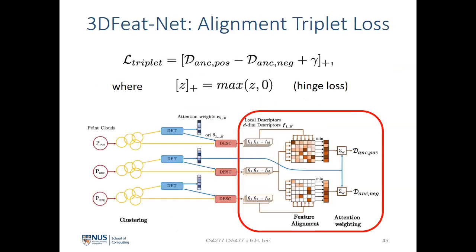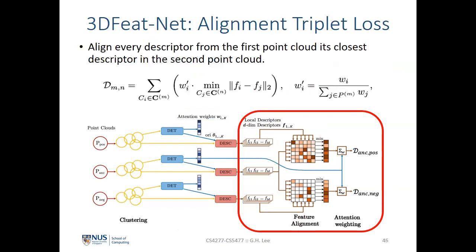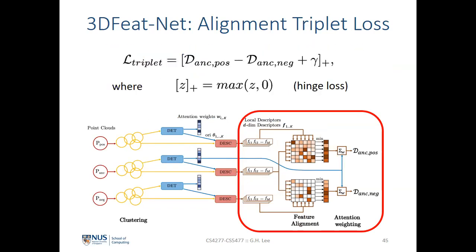Then finally, once we have this, we will put it through a similarity matrix that looks like this. Okay, so what happens here is that the anchor will go into each row of these two matrices over here. Then the positive point cloud will come in here. So each entry here would be the distance between the anchor and the positive point cloud.